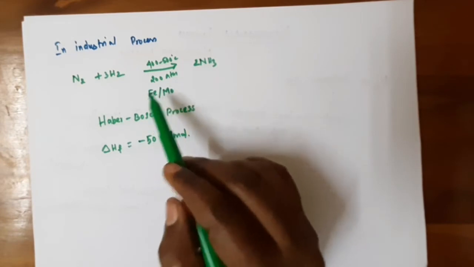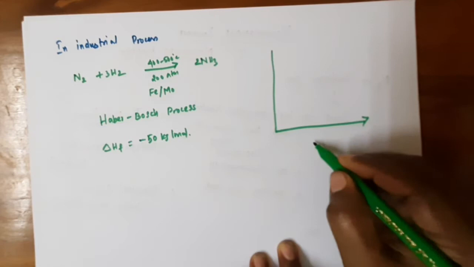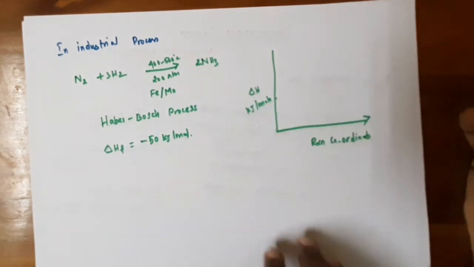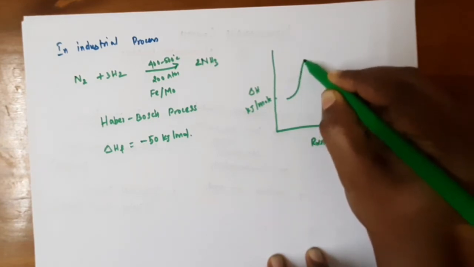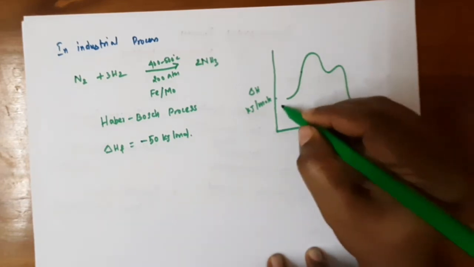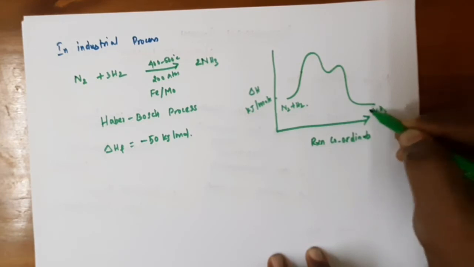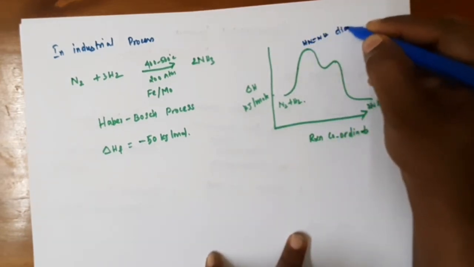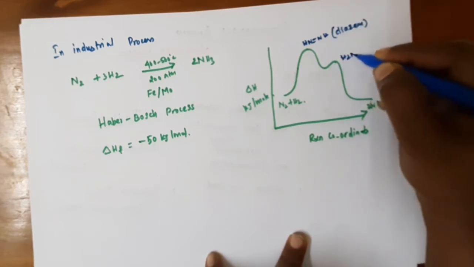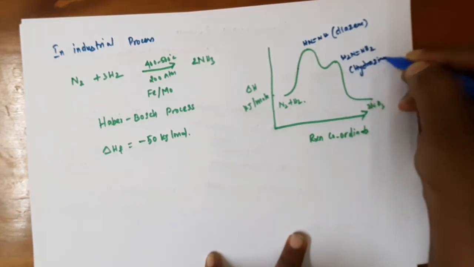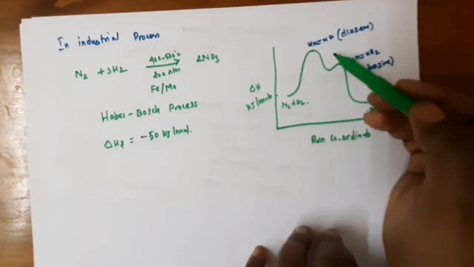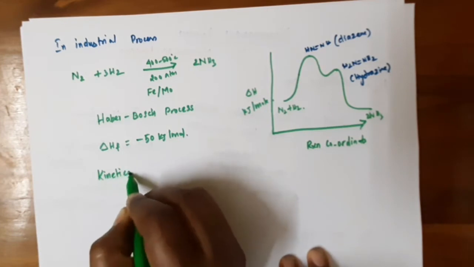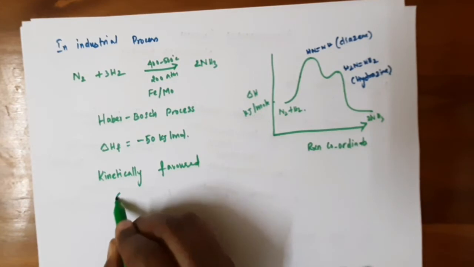If you see the mechanism, it has two intermediates. If you draw the energy diagram with the reaction coordinate and delta H, this is the nitrogen reactant and this is the product, and in between it has two intermediates. One is diazine, another one is hydrazine. These two intermediates formed during the industrial synthesis of ammonia have high energy compared to the reactant and products, which have less energy. So this reaction is kinetically favored, but not thermodynamically.